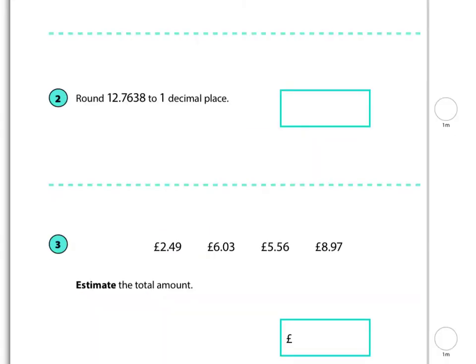Question 2. Round 12.7638 to 1 decimal place. Now, that means the final answer should only have one digit after the decimal point. So we're going to cut our number off after the first decimal digit. So our answer might stay as 12.7, or it may go up to become 12.8. The digit that tells us whether we do this or not is the first digit after the cutoff point, which is a 6. Now, because that is bigger than a 5, it rounds up from 12.7 to 12.8.